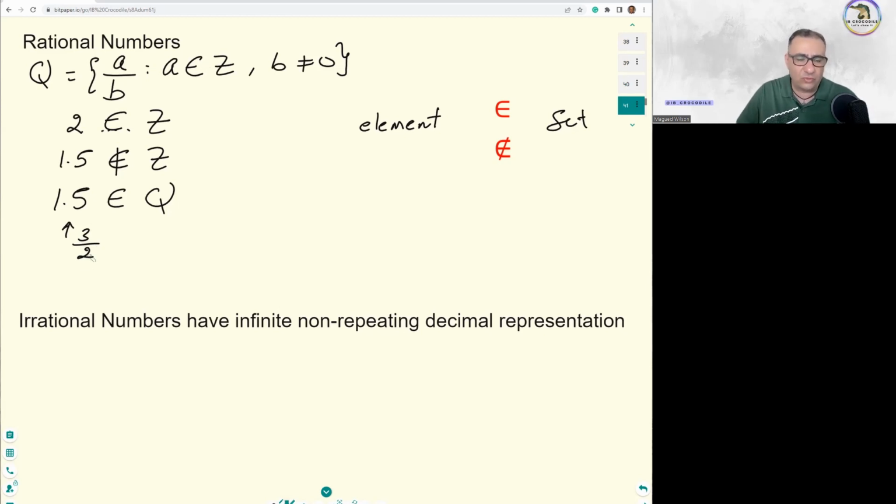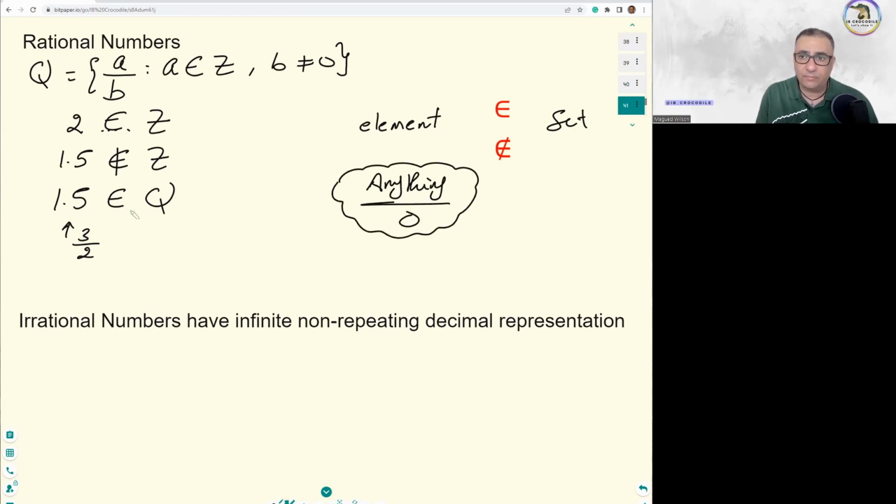So 3 over 2, or 1.5, belongs to Q. Now, why do we avoid dividing by 0? The answer is simple. In mathematics, anything divided by 0 is called an undefined quantity, until you finish university.